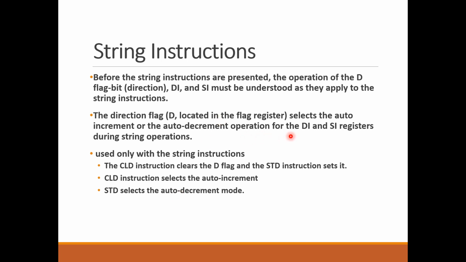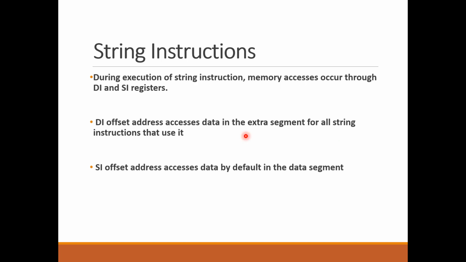Those registers which are holding the offsets of the memory location addresses used in string manipulation are the destination index and the source index. The source index is used to hold the source string operand, and the destination index is used to hold the destination operand. We know that the destination index accesses any memory location through the extra segment register, and the source index accesses any memory location through the data segment register.